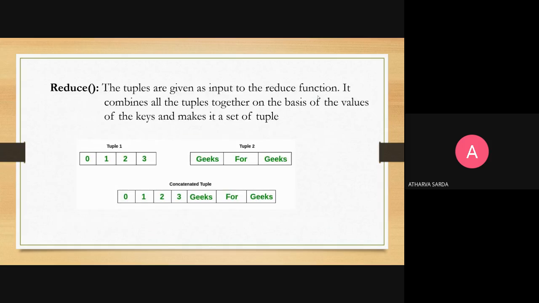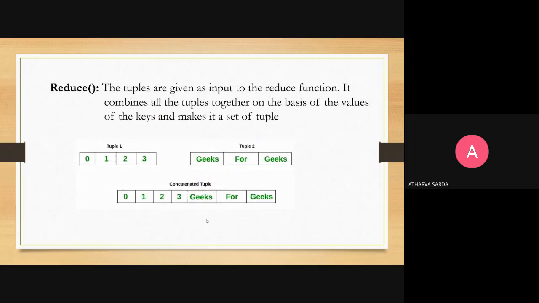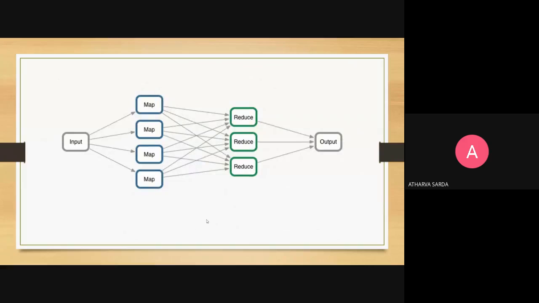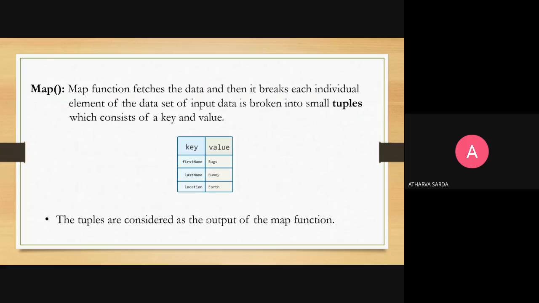The reduce function takes the tuples as its input. It combines all the tuples together on the basis of the values of the keys and makes a set of tuples. Let's assume the concatenated tuple we can see is the input given to reduce from map. So map distributes it into two groups, then reduce combines all the tuples together and gives us the final output. This is how the MapReduce technique works. When we deal with massive datasets, we use the MapReduce technique as it also uses parallel processing.